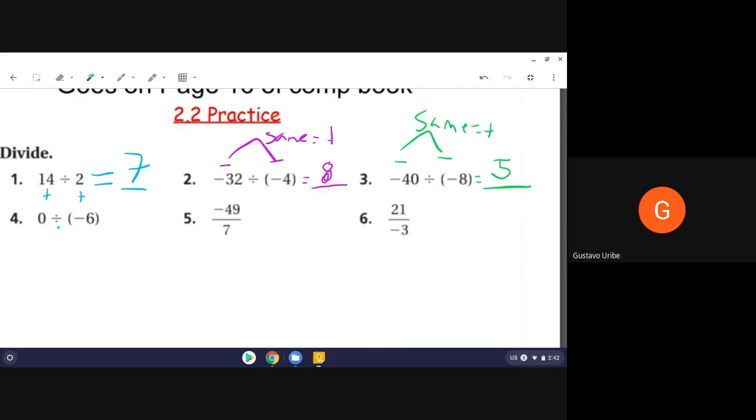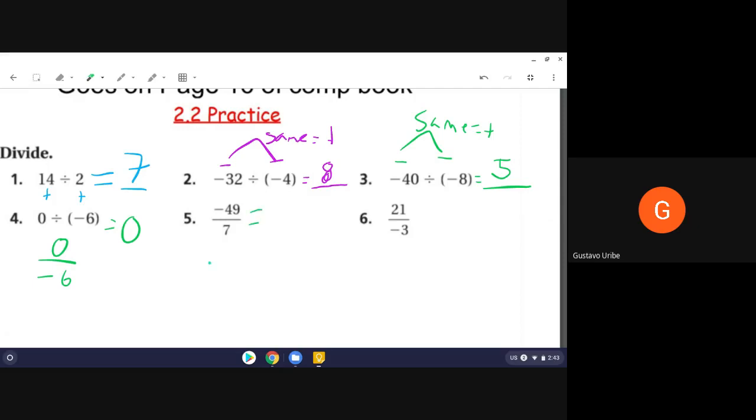0 divided by negative 6. Well, 0 divided by anything, you could also write this. That is going to be 0. Whenever we have a 0 in the numerator, your answer is 0. Right? Whenever the 0 comes first, you're going to have a 0 here.